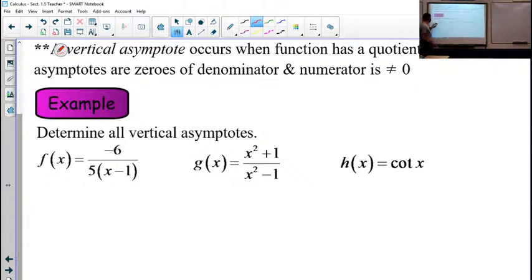First one, we have negative 6 over 5 times x minus 1, so we're talking about where does 5 times x minus 1 equal 0? So where does the bottom thing equal 0? And that's at x equals 1. So x equals 1 is our vertical asymptote.